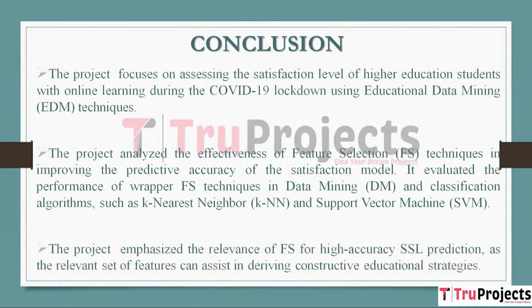The project underscores the significance of feature selection in achieving high accuracy prediction of student satisfaction level. By selecting a relevant set of features through FS, the prediction model can focus on the most influential factors that determine student satisfaction. This in turn facilitates the derivation of constructive educational strategies, enabling institutions to tailor their approach and address specific aspects of online learning that significantly impact student satisfaction.